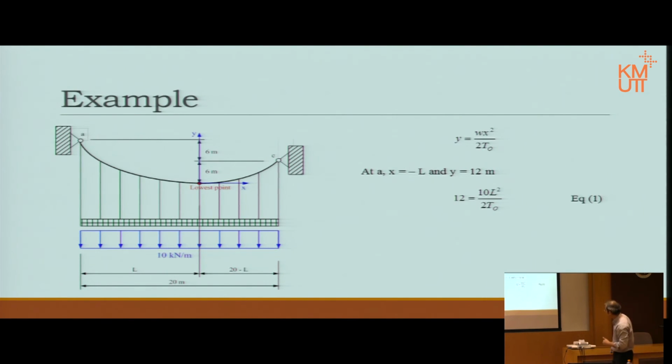So mark it. Now we have one more condition that we know, at point C. If we measure from the lowest point to point C, x is 20 minus L, and of course y is only the 6 meters, the gap between the two. Substitute into the top again, we have that expression. But now we have two equations and two unknowns, L and T naught. We should be able to solve it.